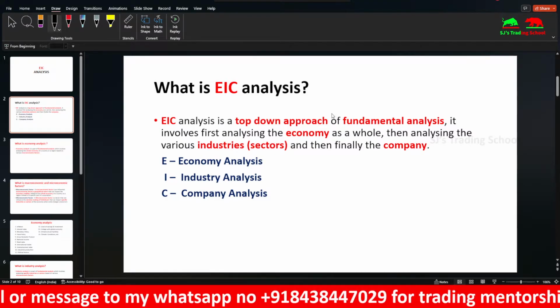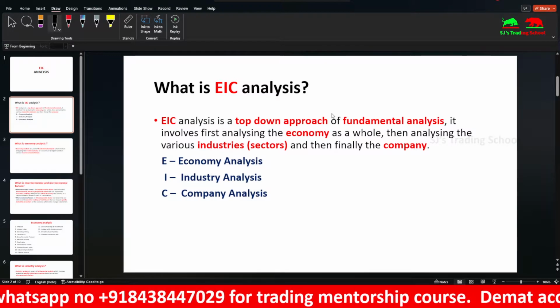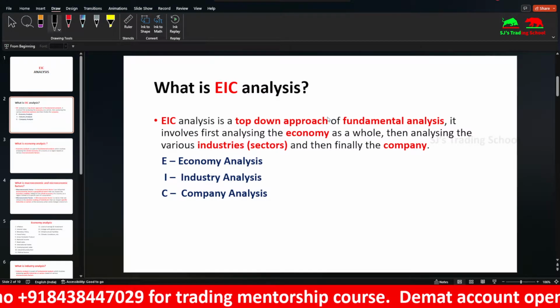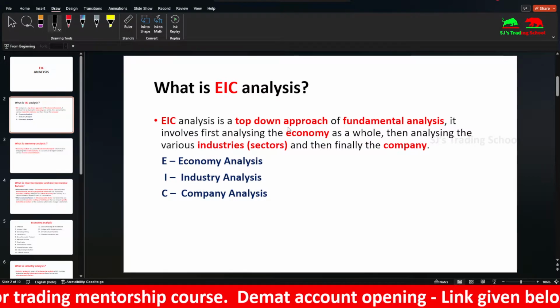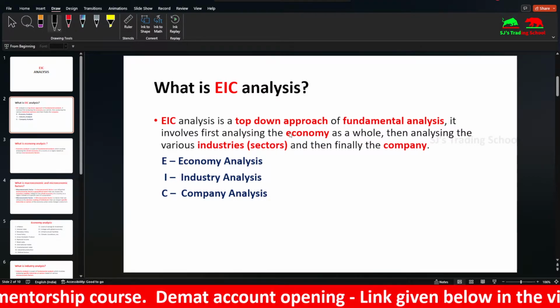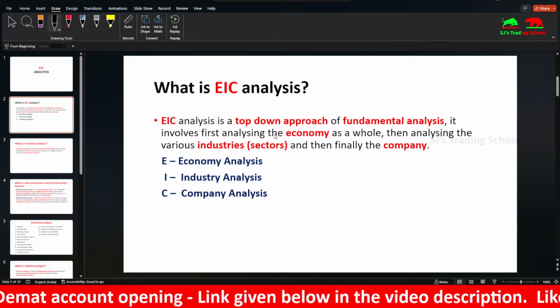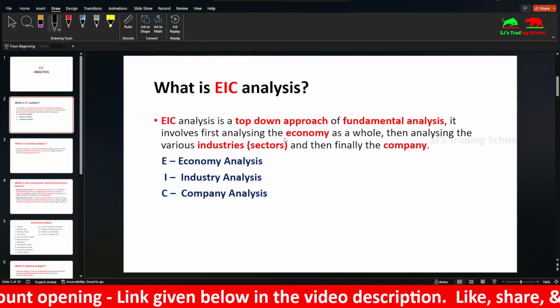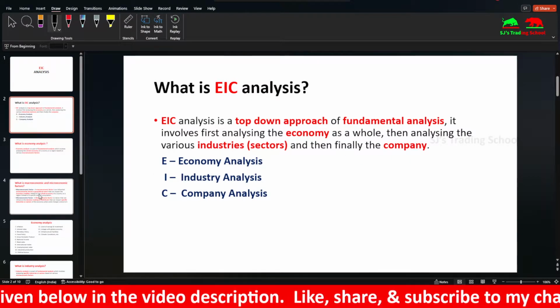For example, if you take the banking sector, then we have to look at the private sector banks and public sector banks. Or if you select the IT sector, you can look at the various sectors such as IT, or you can look at the infrastructure sector. And then after analyzing it, finally the company. So this is EAC analysis.